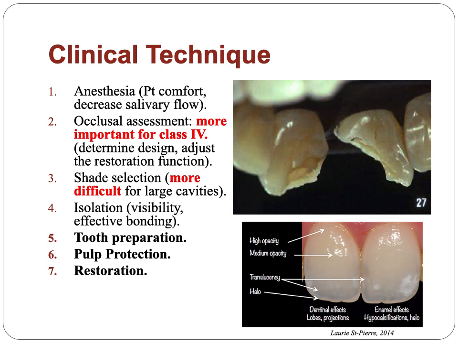After shade selection, we should do our isolation to enhance the vision and make more effective bonding. And then we will start our tooth preparation. After we finish the preparation, we will do our pulp protection if needed, if the cavity is very close to the pulp. And finally, we will do our restoration.